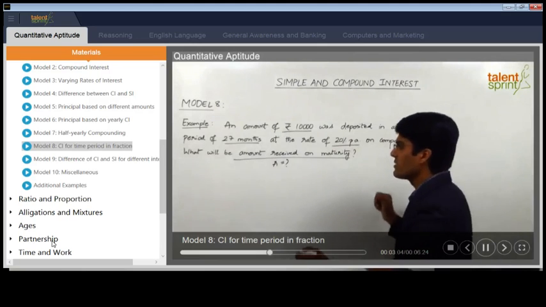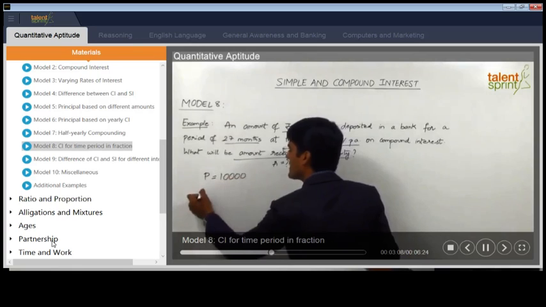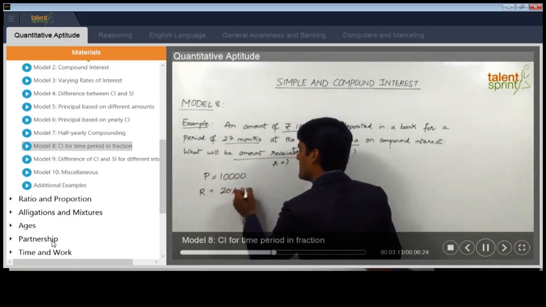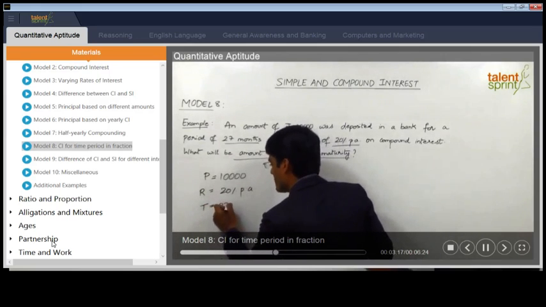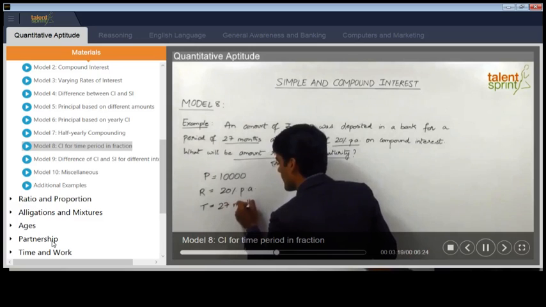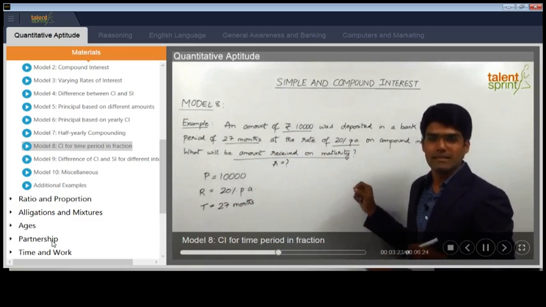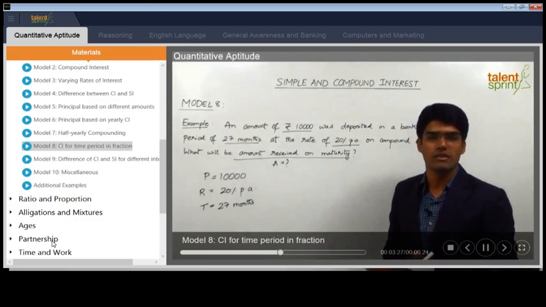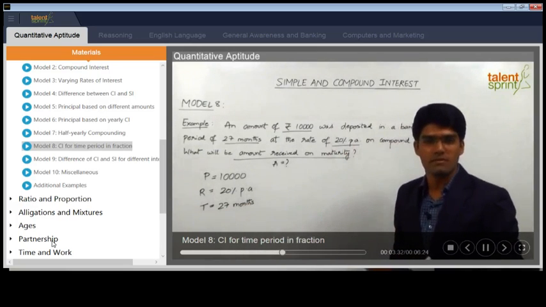So the principal here is equal to 10,000. The rate of interest is 20% per annum and the time period is given as 27 months. As we have already learned in the initial modules, the time that we substitute or use in the formula should always be in terms of years. So let us try to convert this time period of 27 months in terms of number of years.